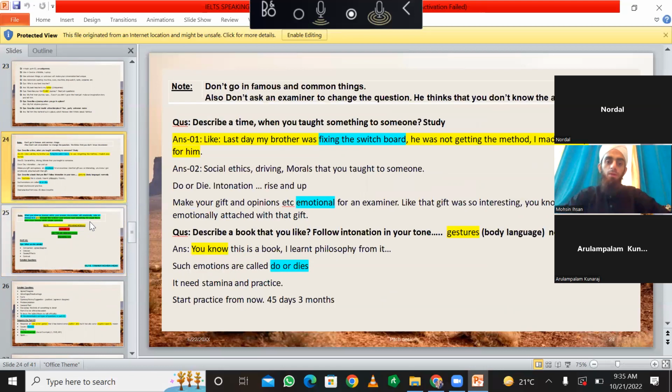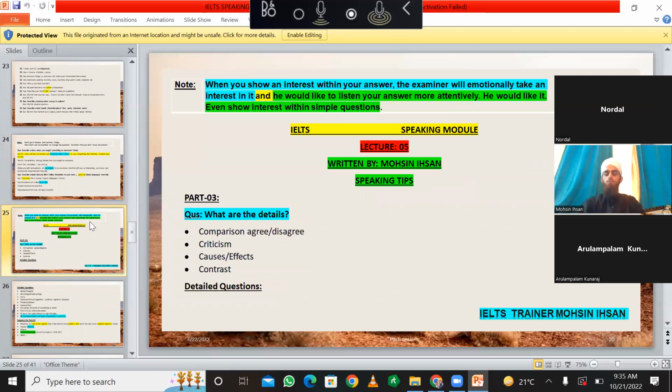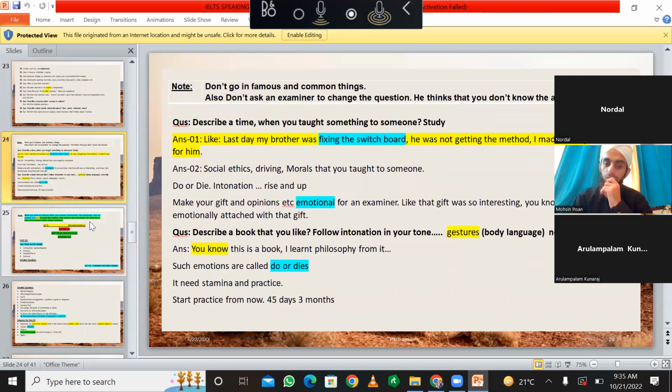Okay. The question for Nodal is, describe a time when you thought something to someone. Could you please rephrase the question? Describe a time when you told something to someone. And the question for Kunaraj, describe a book that you like.